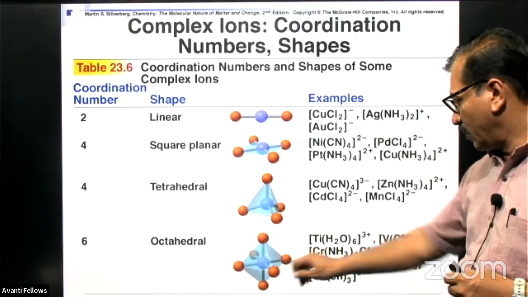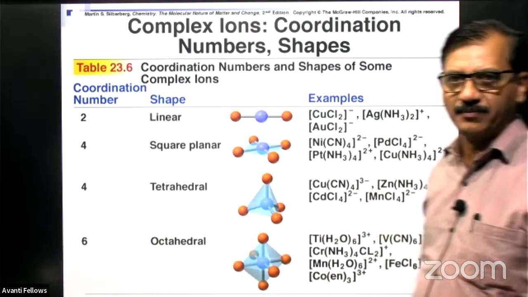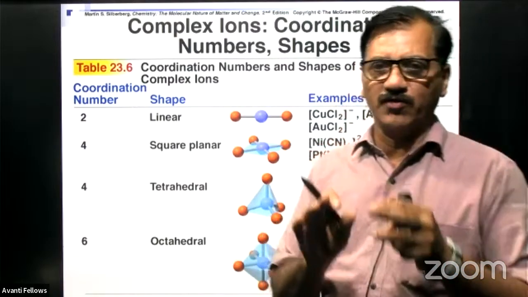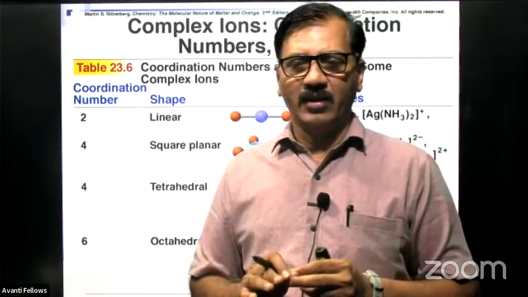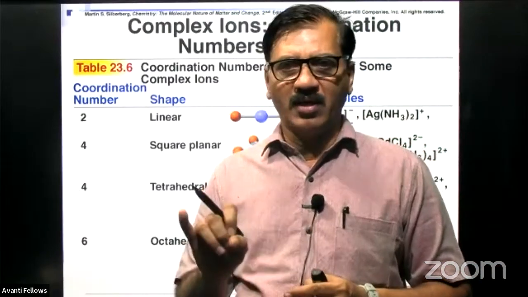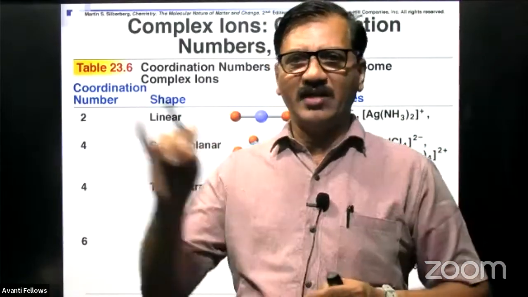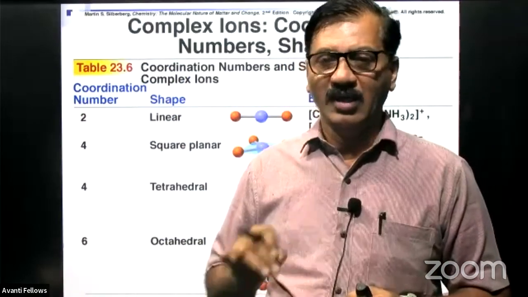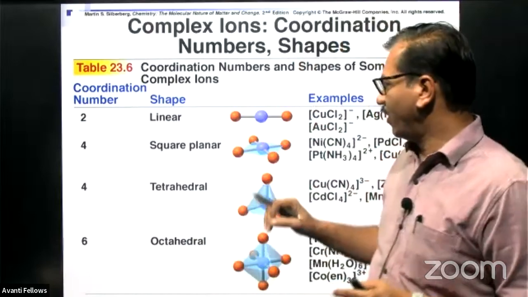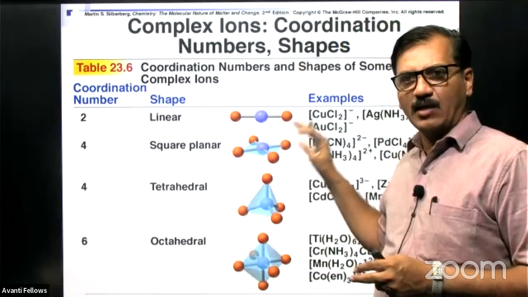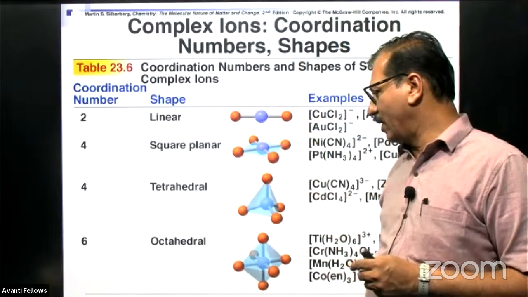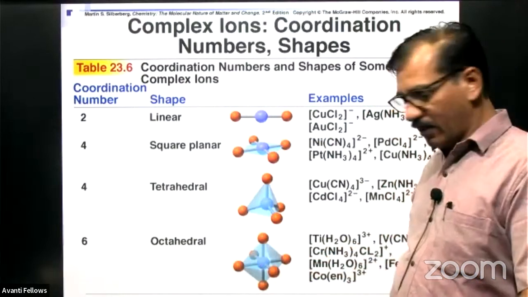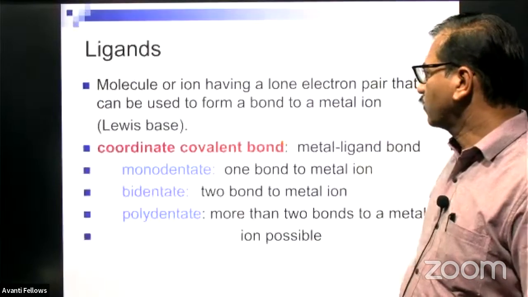And if there are 6 ligands, then octahedral. These are the only types of geometries that we find in the coordination compounds. Linear, like [Ag(NH3)2]+, the Tollens' reagent, what we have written. Linear if 2 ligands are there. If 4 are there, then it can be square planar or tetrahedral. If 6 are there, then it is octahedral.